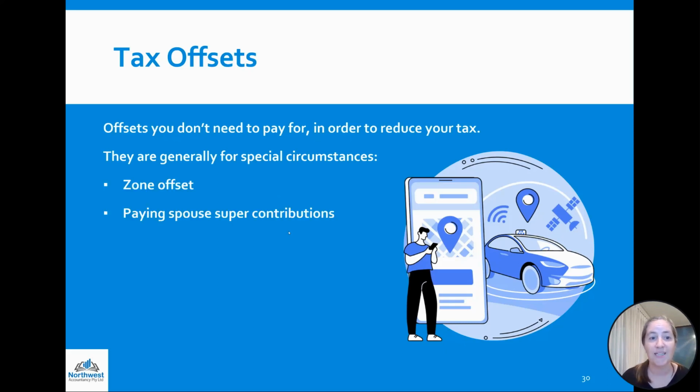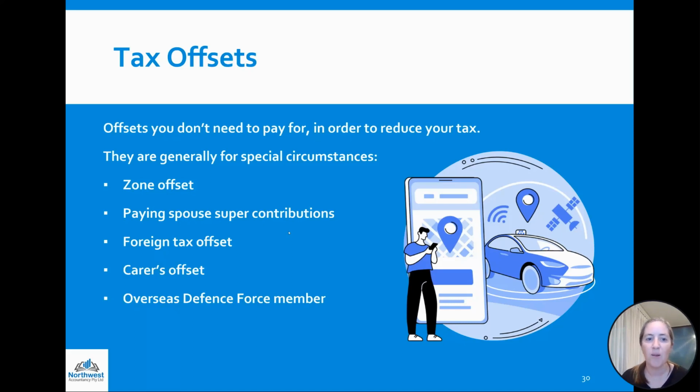So the zone offset, like I just mentioned, paying spouse superannuation contributions, paying foreign tax, and a carer's offset. So there's a few different bits and pieces. If you apply specific circumstances, you can get some money off of your tax. So it's just being aware that those offsets are available for you.